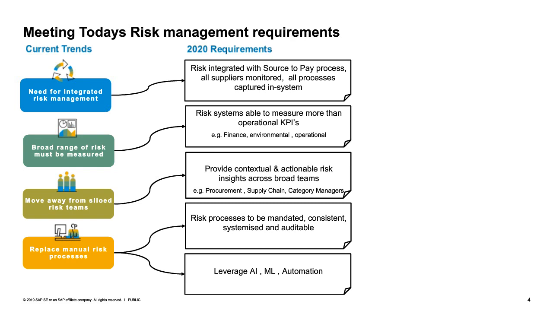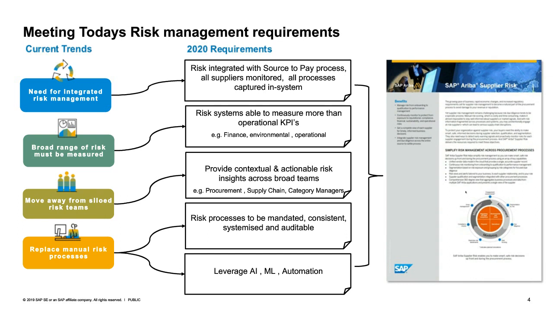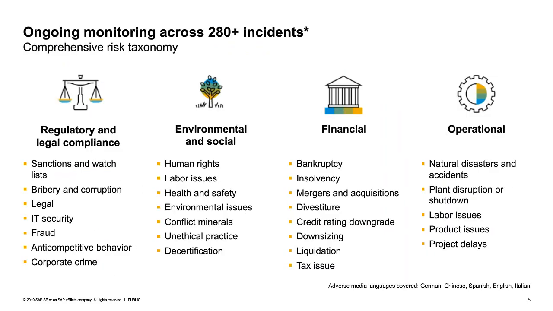So, the solution that we're presenting today is Ariba Supplier Risk, which really takes on board pretty much most of the research that we've seen today in terms of where systems are going, and it's an evolving area, and we continue to evolve in this area, and I'll be demonstrating the SAP Ariba Supplier Risk solution today. So just some quick information in terms of some of the overall tracking capabilities. There's over 280 incident types.